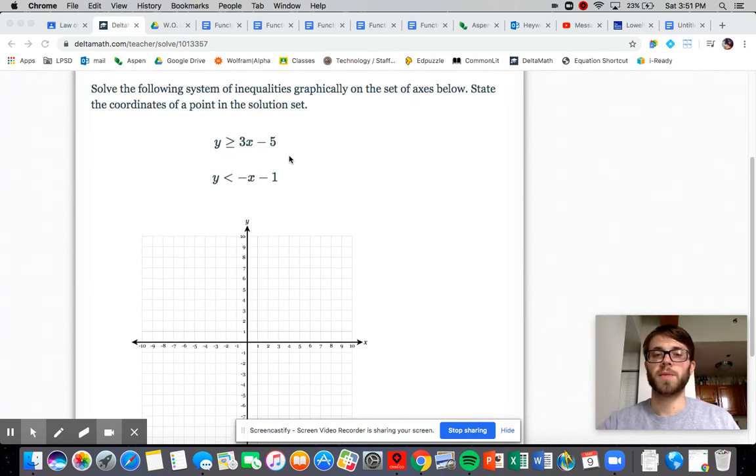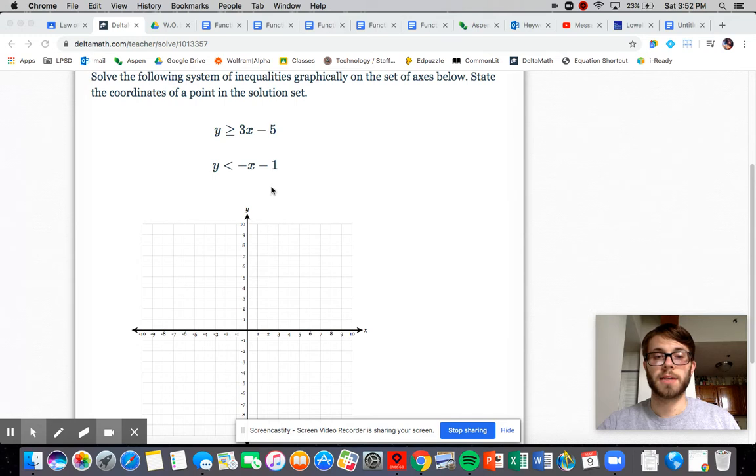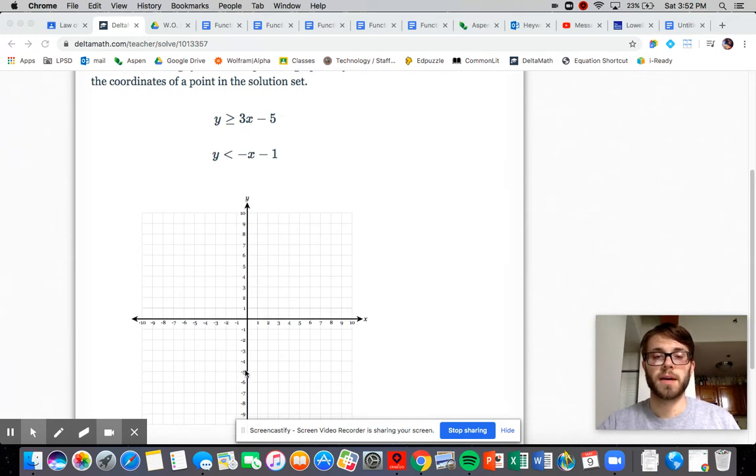So first thing that we need to do is graph our lines. Again, these are inequalities, so we do have to worry about the shading, but ultimately graph it the same way you would a line to start. So here's my y-intercept at -5. And I have a slope of 3. So I'll go up 1, 2, 3 over 1, because remember, whenever we do not have a denominator, it's just over 1.